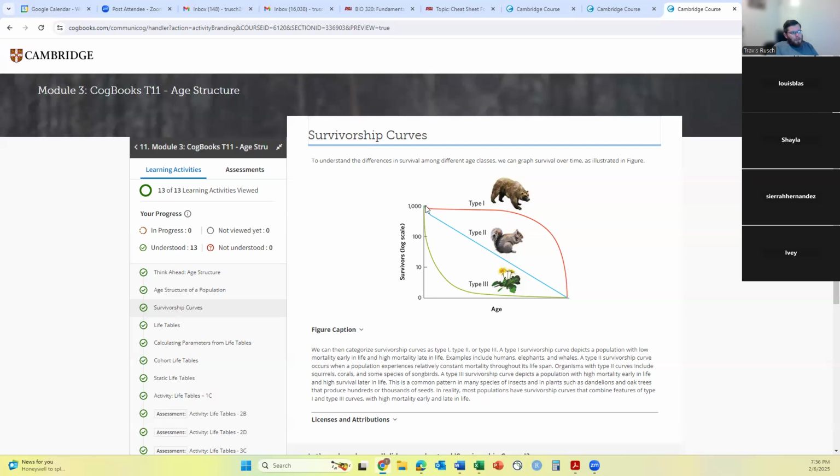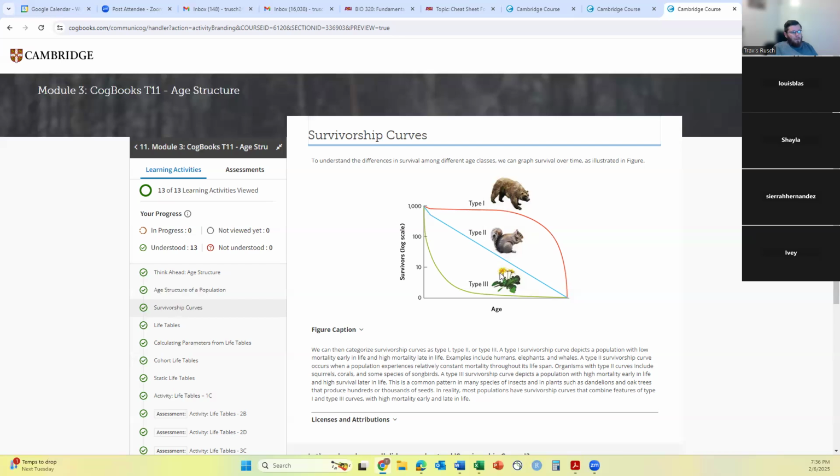Type 2, a little different. So they all start at the top here, but then this has a pretty linear survivorship, right? So you could say that the young don't really have a worse or a better survival probability than older organisms. The probability of survival stays steady pretty much through the entire life of a type 2 organism, where the probability of survival is really high early on for type 1 and then really low when they get older. And then type 3 is the opposite, right?